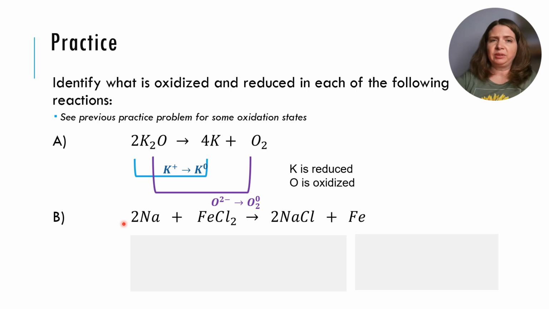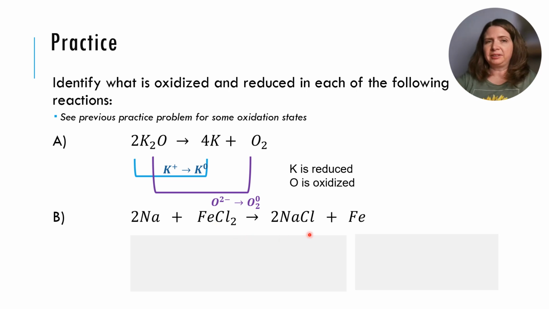Sodium reacts with iron 2 chloride to produce sodium chloride and iron metal. On the reactant side, sodium is a pure element, so its oxidation state is 0. Iron is bonded to chlorine in an ionic compound. Chlorine has a common oxidation state of -1. Since this is iron 2 chloride, iron has an oxidation state of +2.